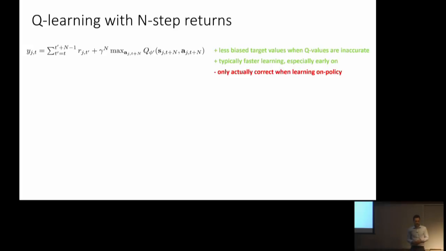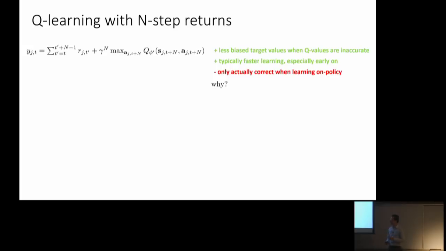The downside is specific to Q-learning. We didn't see this downside for actor-critic. The downside is that this is only correct to do when you're learning on policy. This is a little subtle. With actor-critic, we were always learning on policy, so this question never came up. With Q-learning, we typically use off-policy data, data that came from a different policy. So why is this a problem when we're using n-step returns? Does anyone have any guesses?